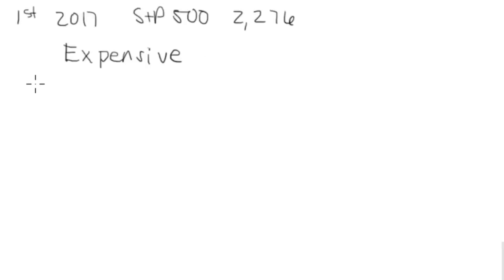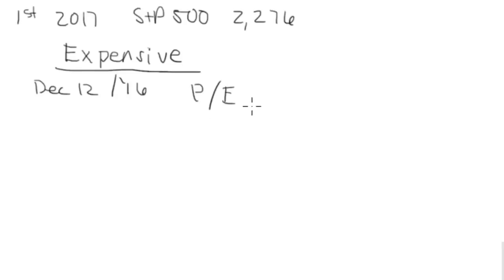On the 12th of December in 2016, I wrote a blog where I was talking about Reagan and Trump and the differences of them coming into the office. And I used an analogy that I got a lot of feedback concerning the price, the expensiveness, if you will, the price to earnings ratio on the S&P 500.